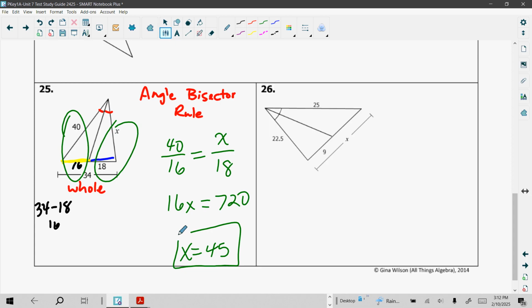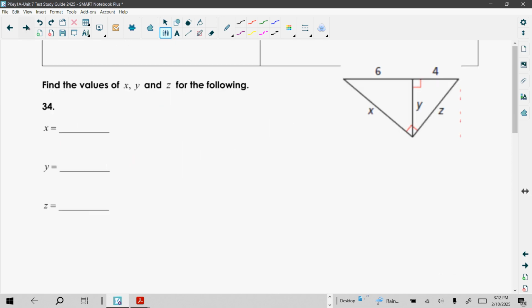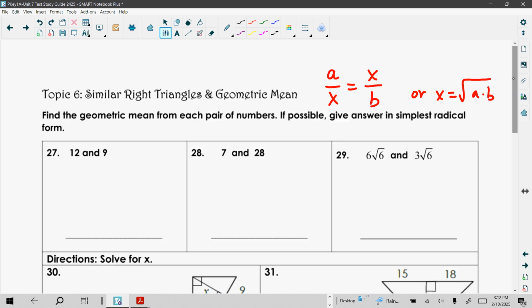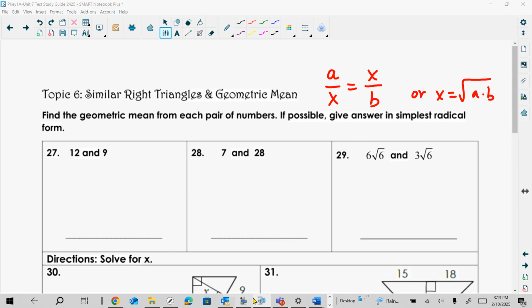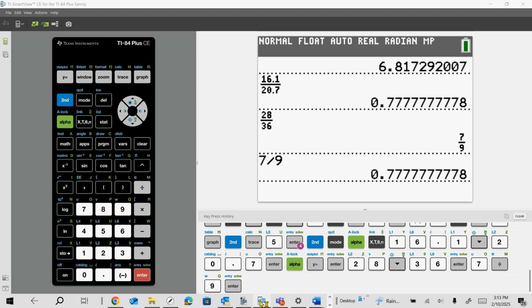The last topic is similar right triangles, which is what we just finished with our foldable and some practice, and then geometric mean. Hold on just a second. So let's talk about the different rules for that.